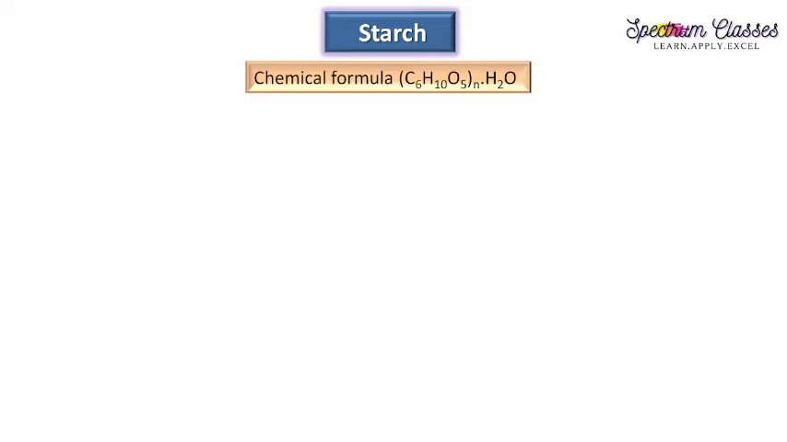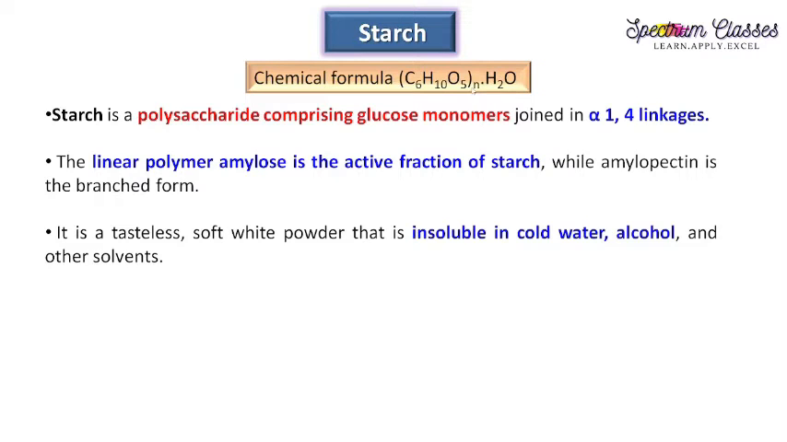Right, before discussing the lab activity of how to prepare this starch solution, I am just collecting a few points about the structure and properties here in this slide. The chemical formula of starch is (C6H10O5)n. This n is termed as poly. Starch is a polysaccharide comprising glucose monomer. So it's a polymer with the monomer of glucose. These glucose molecules are joined by alpha 1,4 linkages.